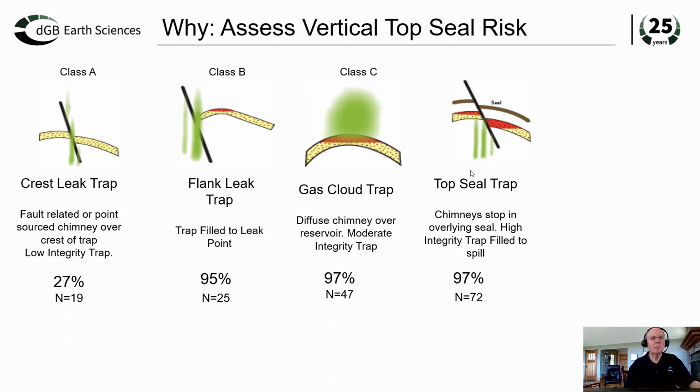The crestal leak trap, which leaks via fault or point source chimney, is the highest risk. However, it does work 27% of the time, generally if the trap is being recharged at present. Flank leak traps are very common and provide critical information concerning the most likely hydrocarbon column height. While very often containing hydrocarbons, they may not be economically successful if the column height is not sufficient. Top seal traps, in contrast, are generally high integrity traps and often filled to spill.